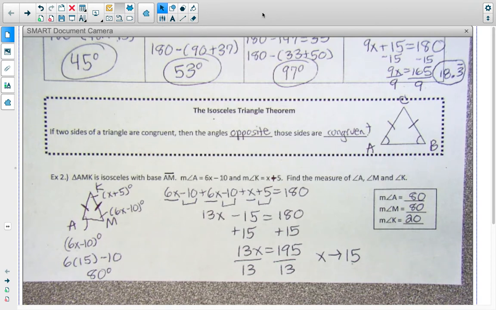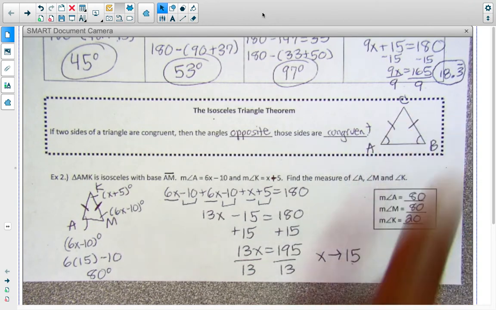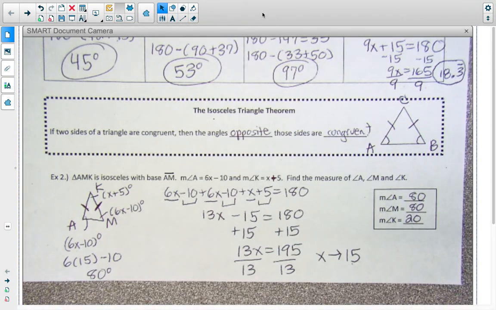All right, I want to do some more problems before you go off and try today's assignment. So we're going to be using the fact that there's 180 degrees in a triangle, and if it's an isosceles triangle, then we're going to use this theorem right here to help us figure out what the missing angle measure is.